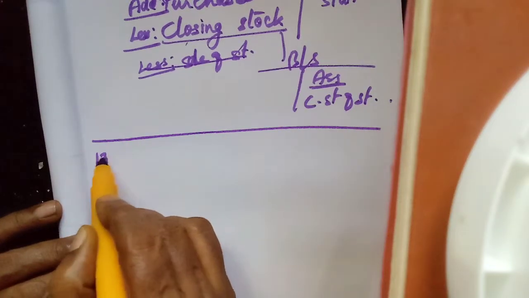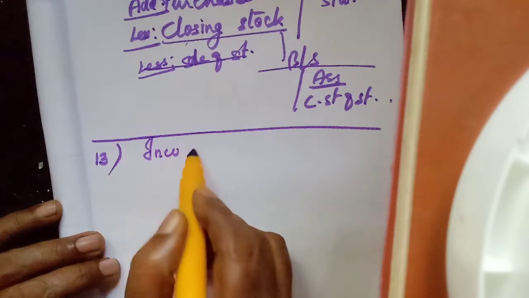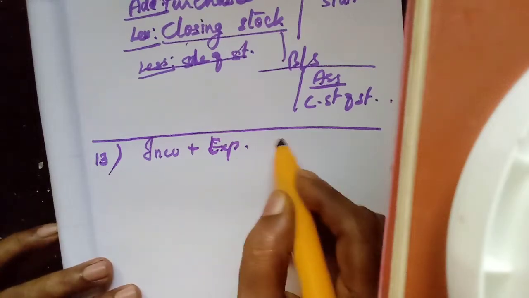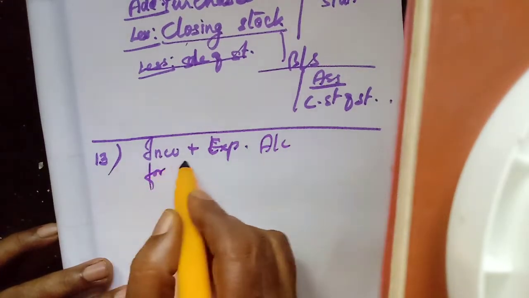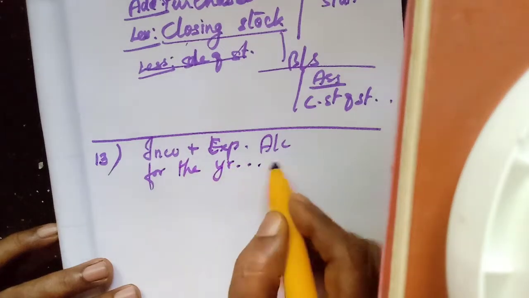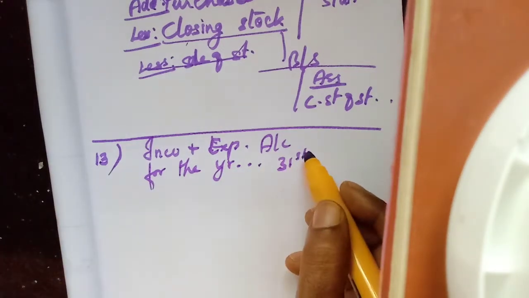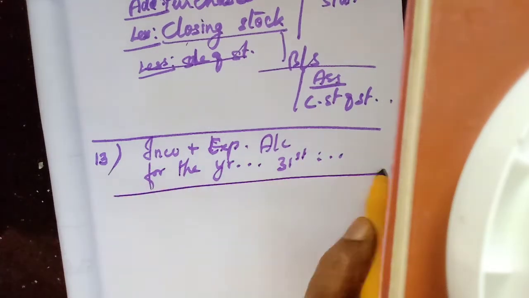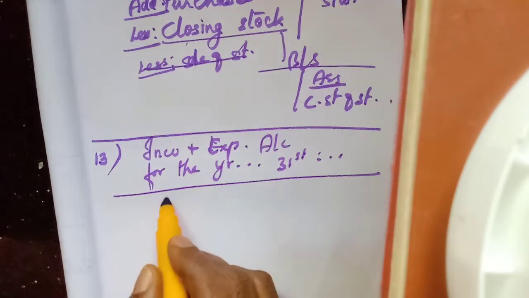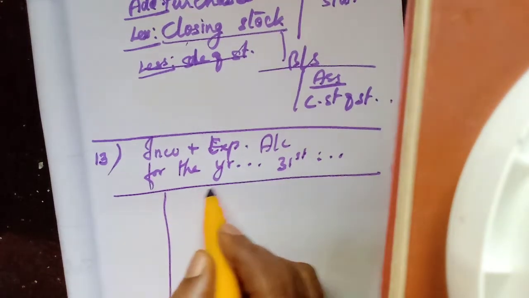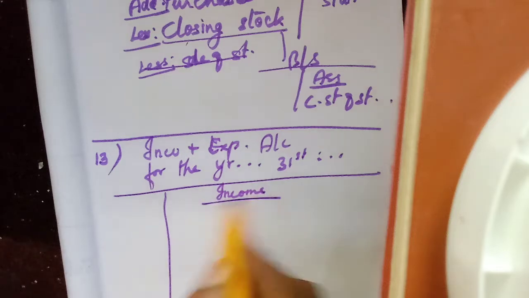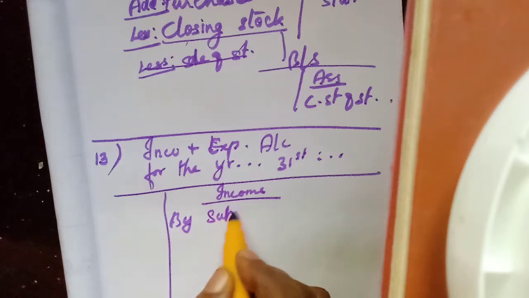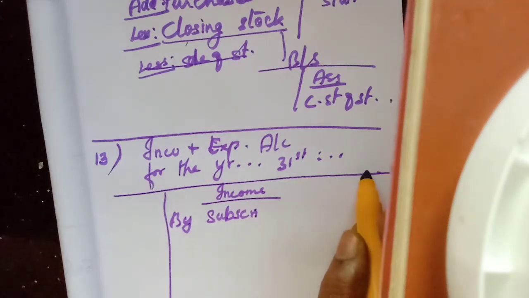Number 13. First, income and expenditure account. You write fully. Up to 16 I should complete. Income and expenditure account for the year ended, not given. The credit side only we are writing, isn't it? So we will write like this. Income by subscription. We should draw the amount column.